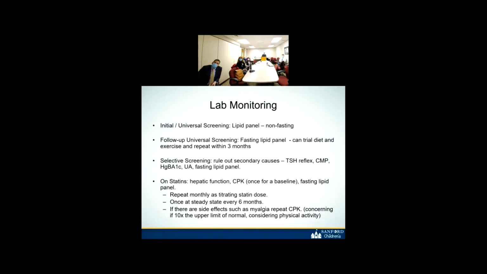And in terms of lab monitoring, I have a lot of questions in terms of, well, what do we order? So that initial universal screening, the fasting lipid panel, follow-up universal screening, the fasting lipid panel after a trial of diet and exercise. Selective screening, at that point, if you have concerns for FH, we're oftentimes wanting to rule out secondary causes. And so you'll see me often order a TSH, a CMP, hemoglobin A1C if there are concerns for obesity and possible insulin resistance, a urinalysis, and another fasting lipid panel.